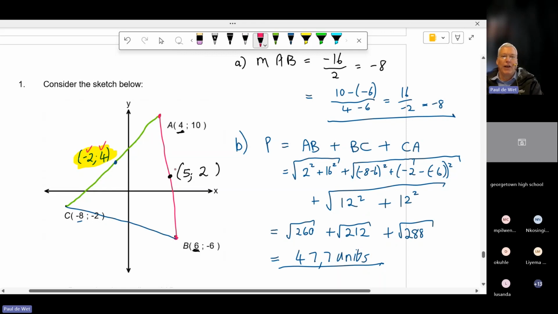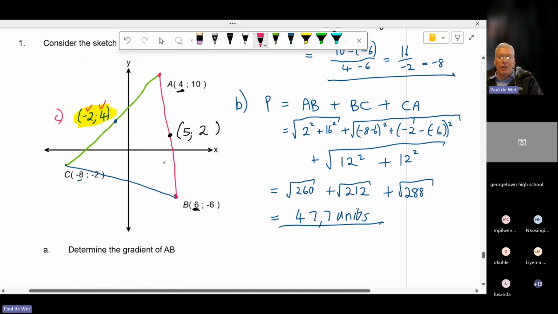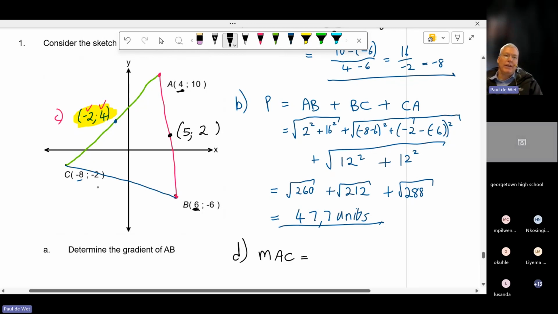All right. So this is the answer to C. The equation of AC. I know I'm doing this all over the place, but I'm just trying to keep the diagram here. What's the equation of this line? What do I need to know first? I need to know its gradient. What is the gradient of AC? Okay. Guys, it's risen 12. And it's run across 12. The gradient is 1.